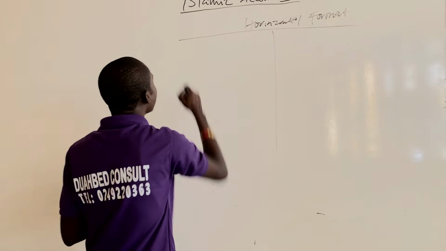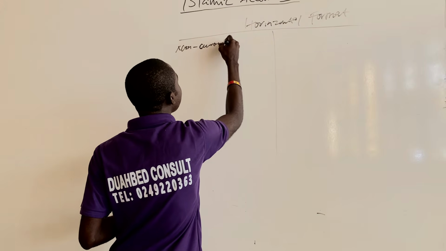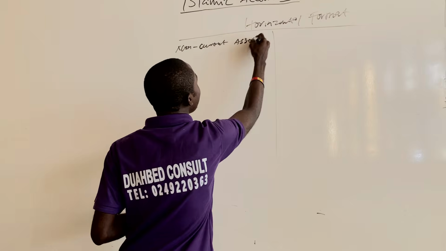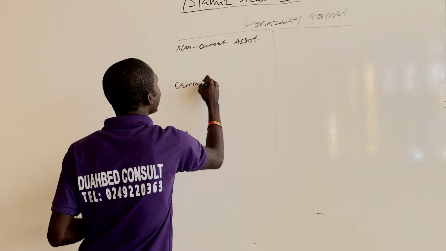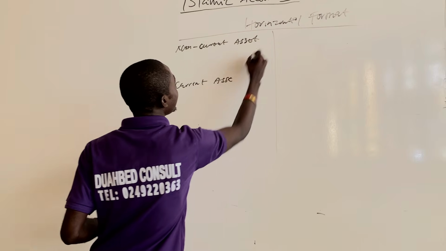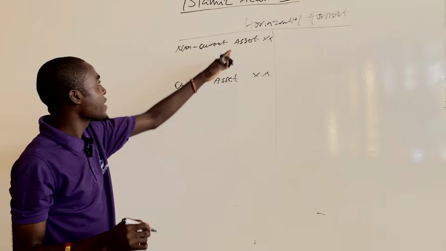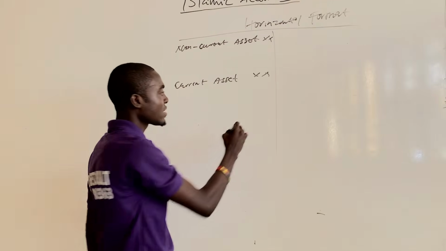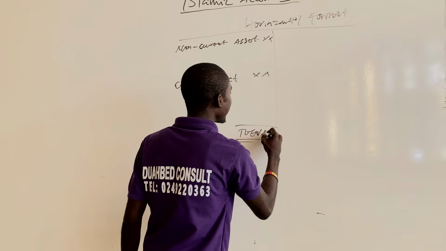We start with non-current assets. After that, you record your current assets. So the total of the current assets and the non-current assets will give you total assets.